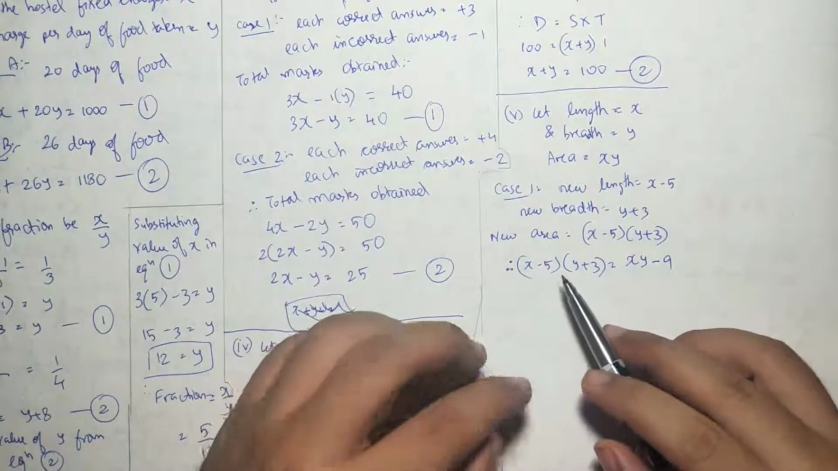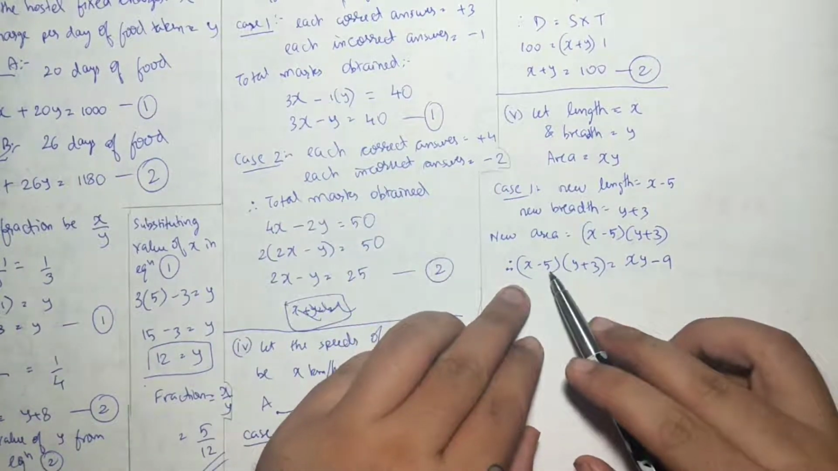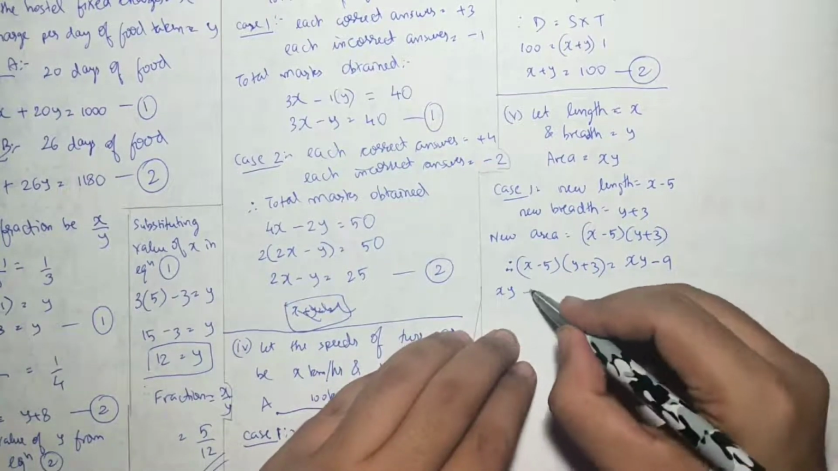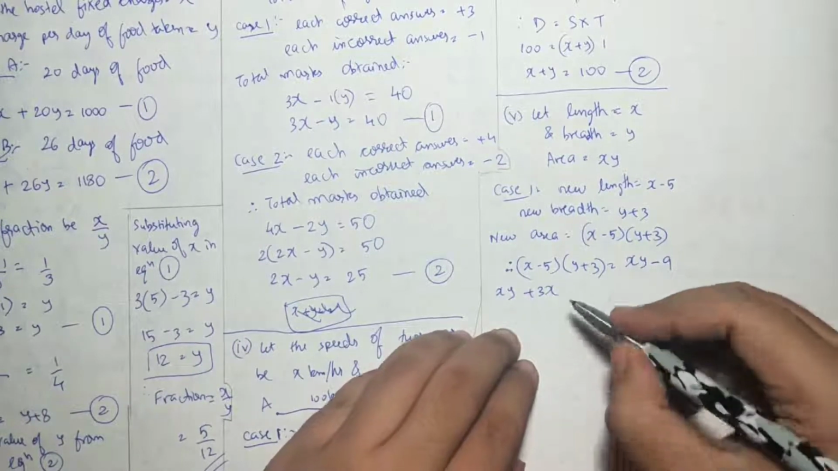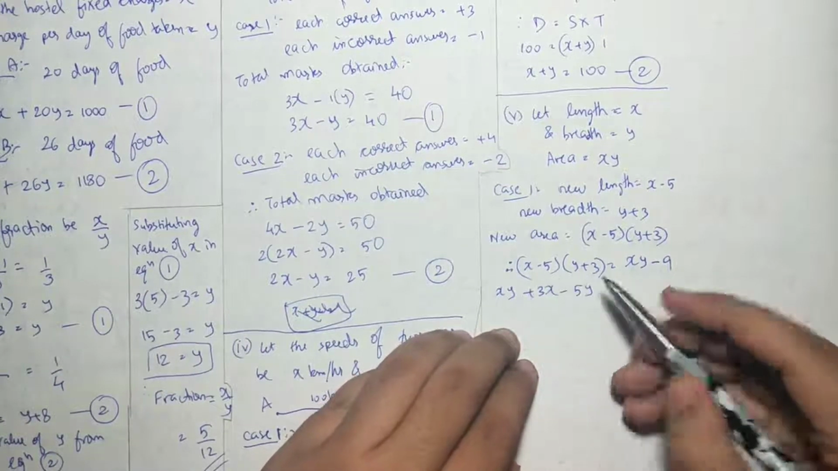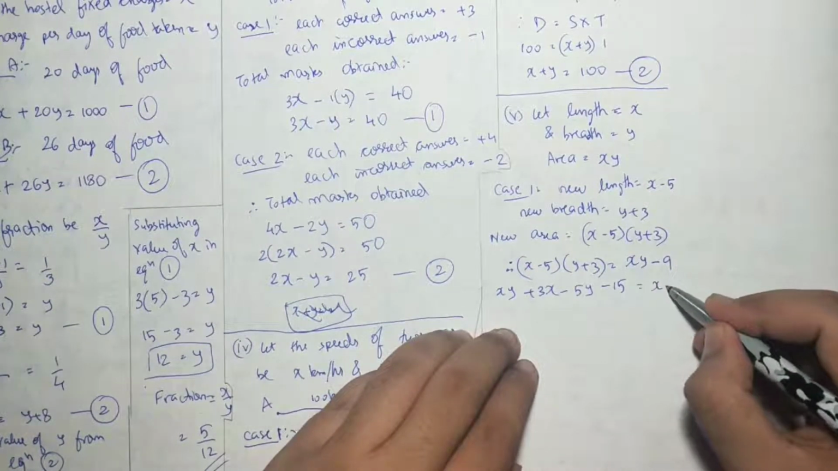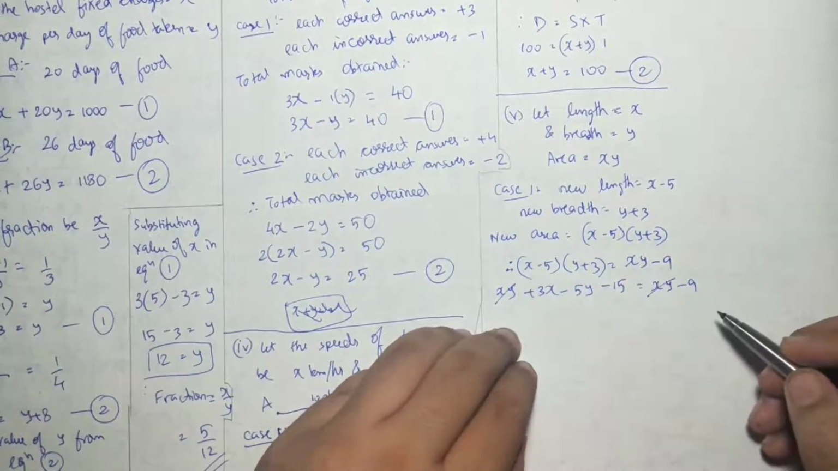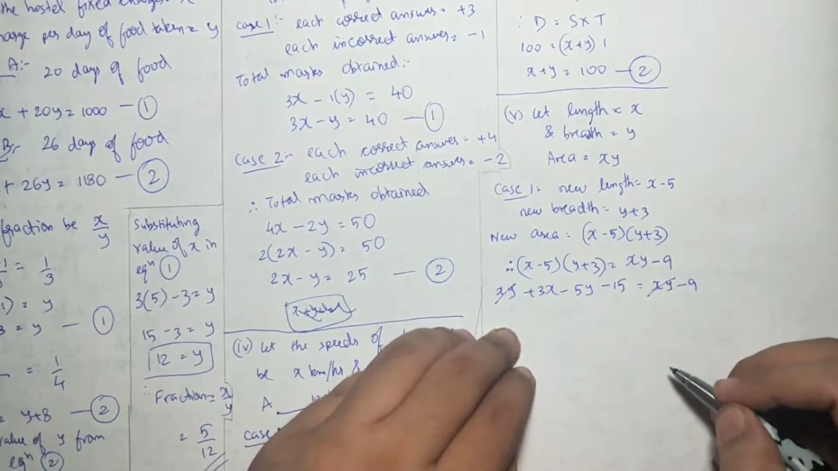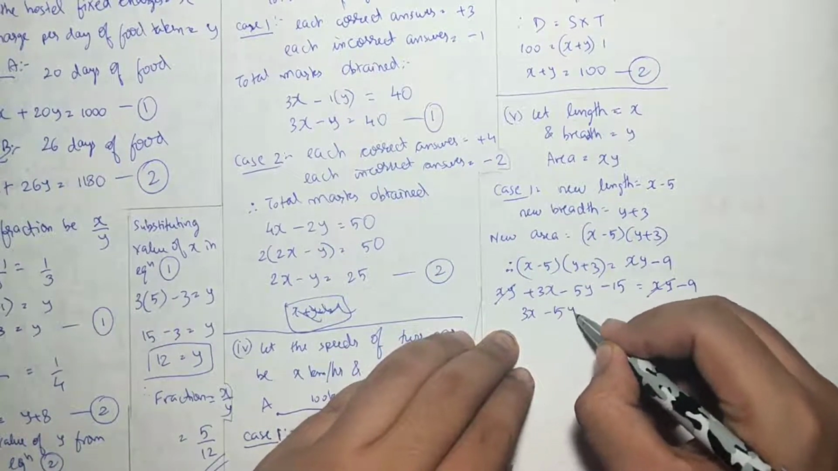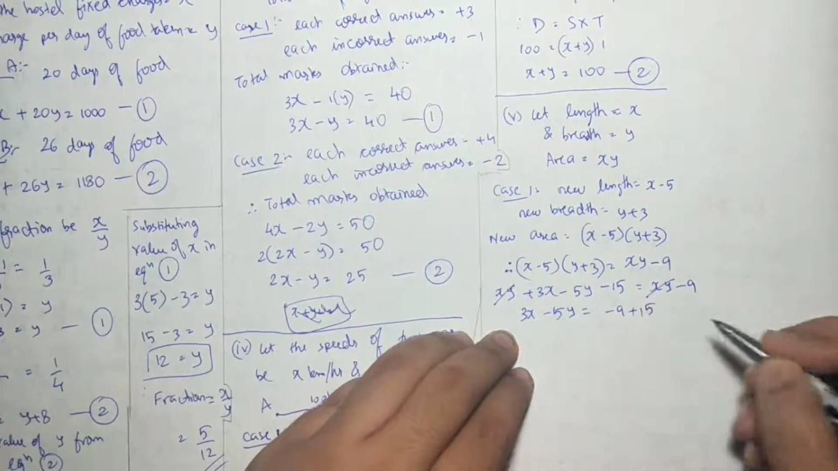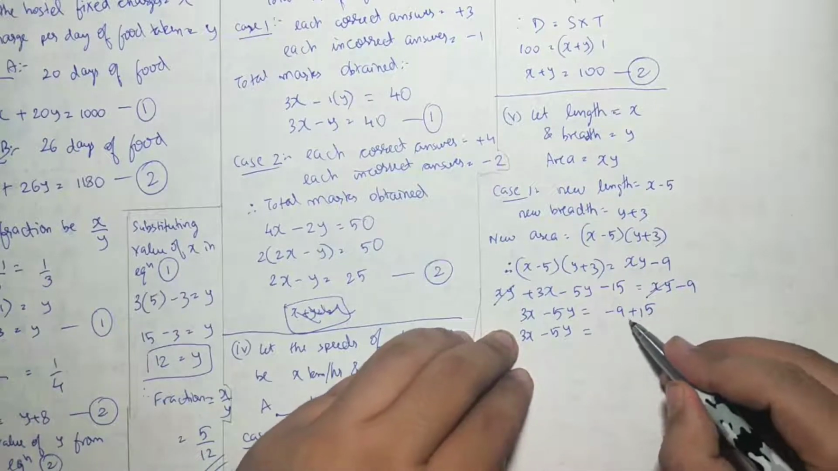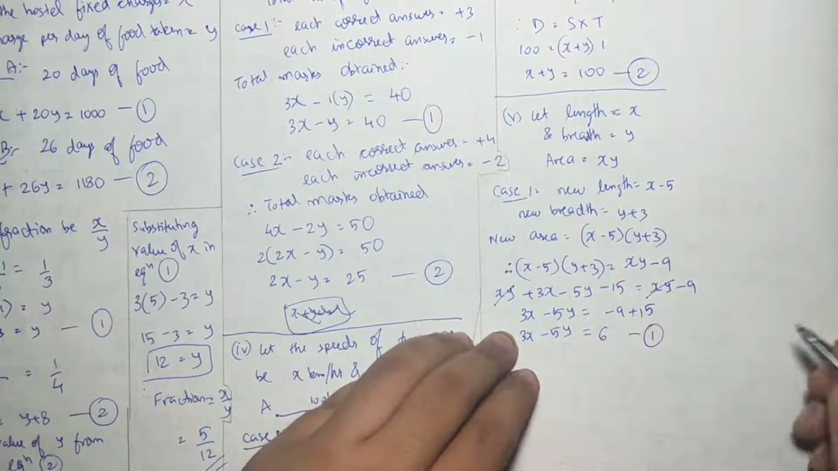Opening the brackets. Hopefully you know how to open two brackets. First term with the whole bracket, second term with the whole bracket. So x into y will be xy, x into 3 will be 3x, minus 5 into y will be minus 5y, minus 5 into 3 will be minus 15 equals to xy minus 9. This xy and xy will cancel out. This minus 15 will go on that side, plus 15. So 3x minus 5y equals to minus 9 plus 15. So 3x minus 5y equals to, if I add them, it will be 6. This is my first equation.